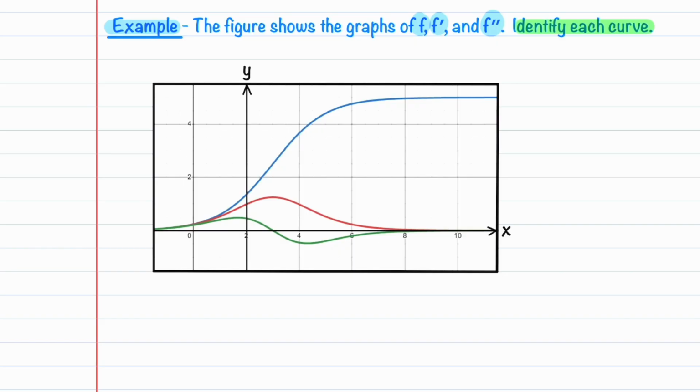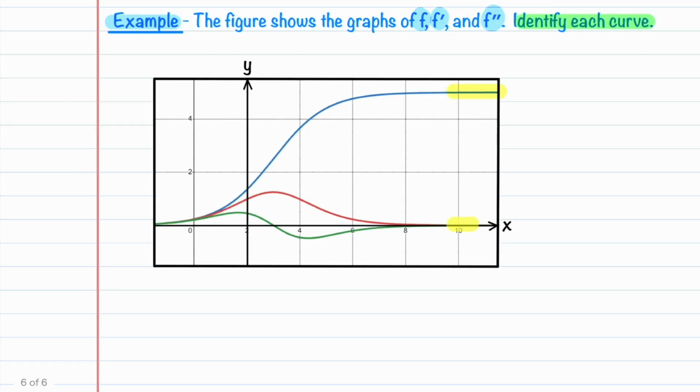One good way to start a problem like this is to look at where each graph has a slope of 0. Our blue graph has a slope of 0 here, and then our red and green graphs also have a slope of 0 there. Because all these graphs have a slope of 0, that's not really going to help us identify which curve is which. Let's see where else these curves have a slope of 0.